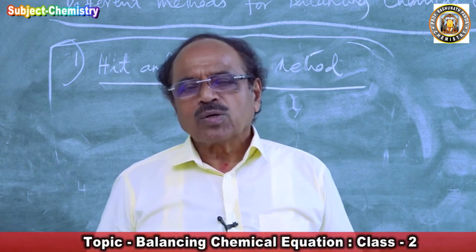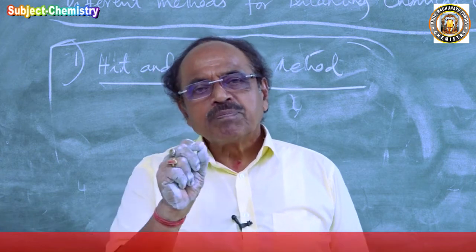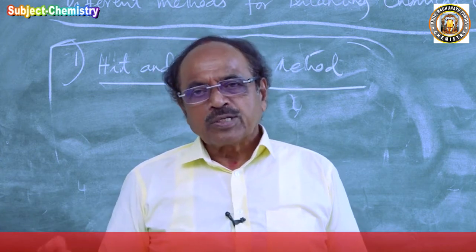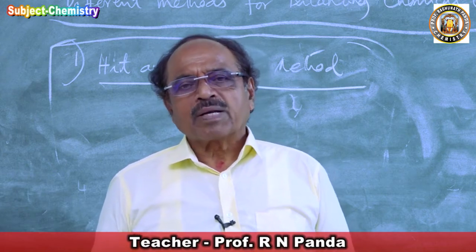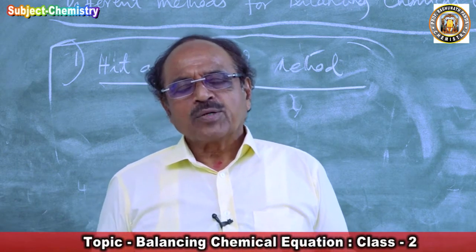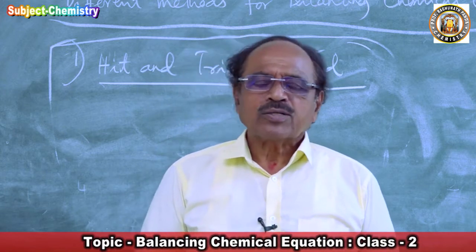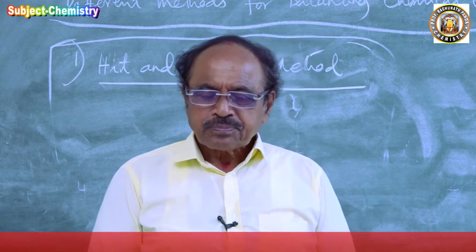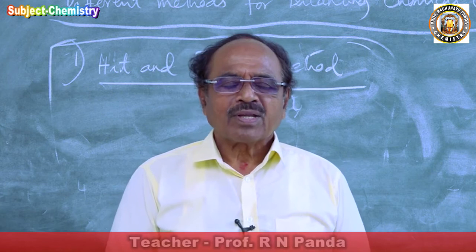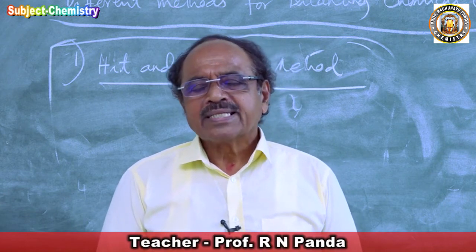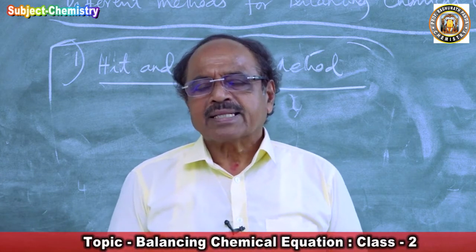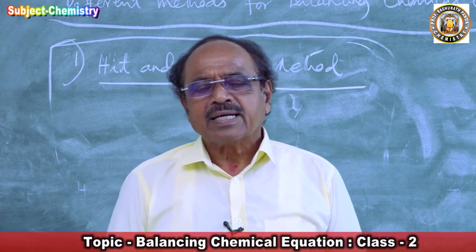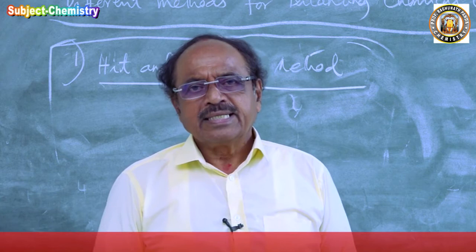We will go on multiplying by simple integers to equalize the number of atoms of the reactants and the number of atoms of the products. And while equalizing them, what we will do is balance the rare. What is the method we will keep in mind? Balance the rare. The hit and trial method.